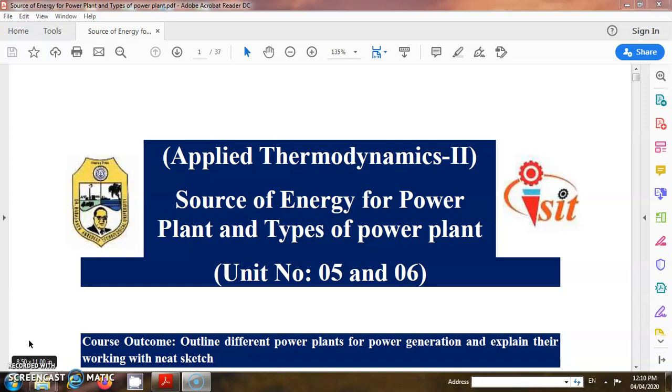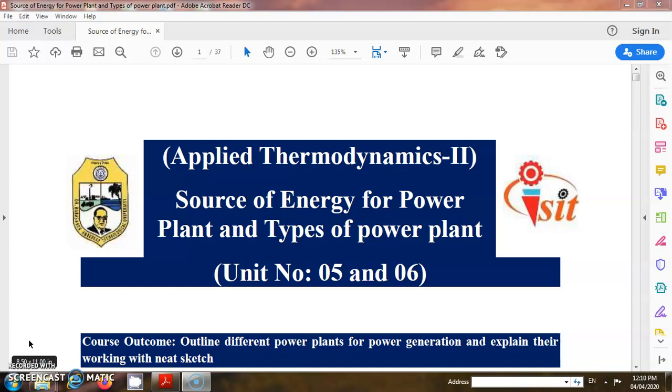Today we will discuss the first module, and let's start with unit number 5, some introductory part on the source of energy for power plants and types of power plants. There are many power plants like steam power plant, hydroelectric power plant, nuclear power plant, geothermal power plant, and wind power plant. Now in this particular video we will discuss the steam power plant.